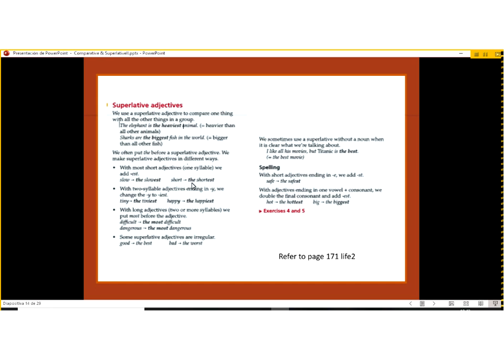Some superlative adjectives are irregular. For example, good, the best. Bad, the worst. We sometimes use a superlative without a noun when it is clear what we are talking about. Yes, for example, I like all his movies, but Titanic is the best. Yes, so it is very clear that the Titanic movie, yes, we are referring to this one especially.